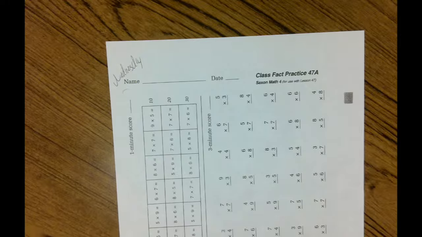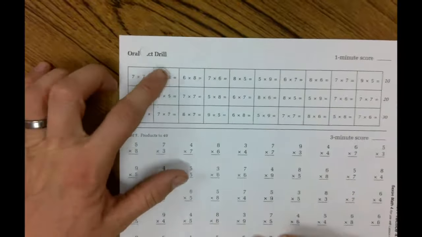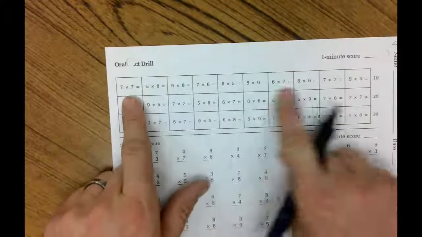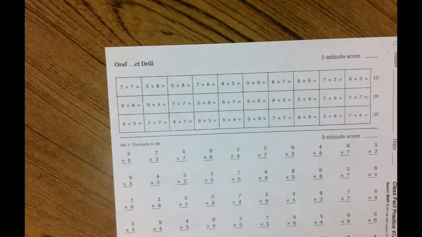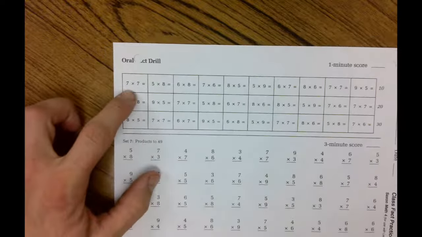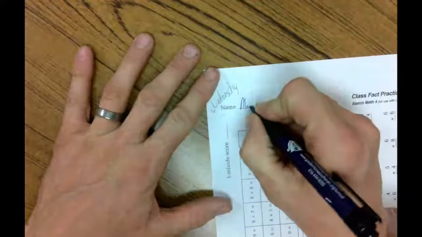We've got a little bit different assignment today. This says oral fact drill. And so we're actually supposed to be at school and say these out loud to each other. But we're just going to write them. You're going to write them right underneath there, okay? So it's going to be a little bit less than we're used to, but we'll write the top ones and we'll write the bottom ones. First, let's put our name on there.